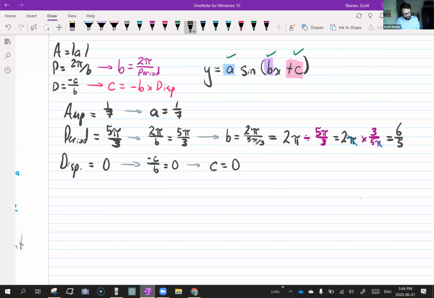So let's write our final answer. Final answer. Y is, what's A again? 1 over 7. 1 over 7 sine 6 over 5 x, also known as 6x over 5, plus 0. So this is our final answer for this one. Okay, so Ali, did you catch why you got your answer wrong? I think you missed that the pi's cancel out each other.